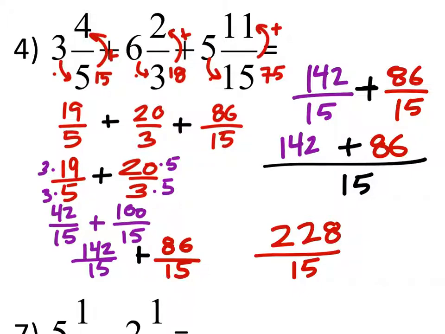But if I add the numbers together, 2 plus 2 is 4, plus 8 is 12. That is divisible by 3. And 1 plus 5 is 6, which is also divisible by 3. So I could divide both of these by 3 and simplify it. So that'd be 76/5.